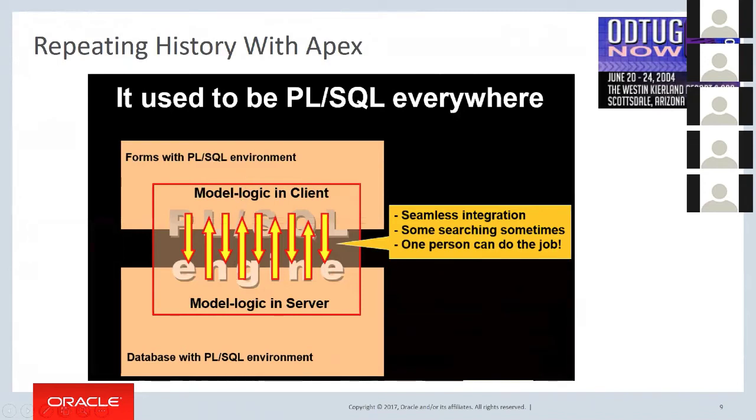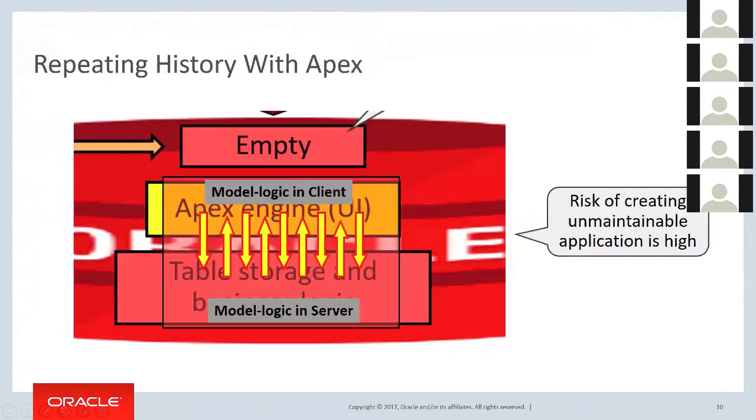This was sort of the origin of this whole SmartDB thinking. How can we make this more maintainable? And with Apex, I see history repeating itself. Apex doesn't have its own PL/SQL engine. No, it's PL/SQL already, and it runs inside the PL/SQL engine of the database.